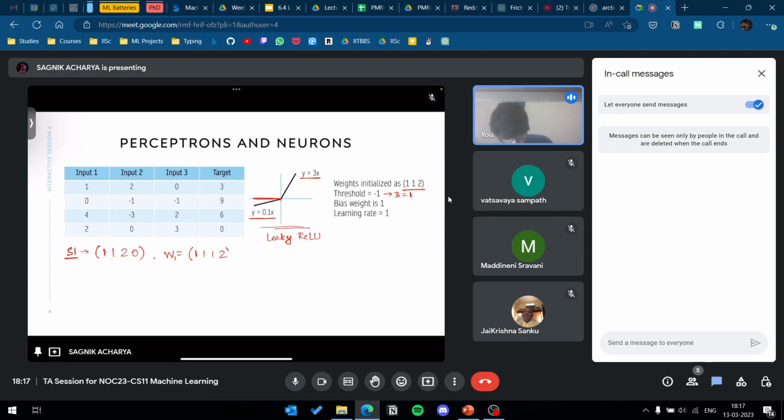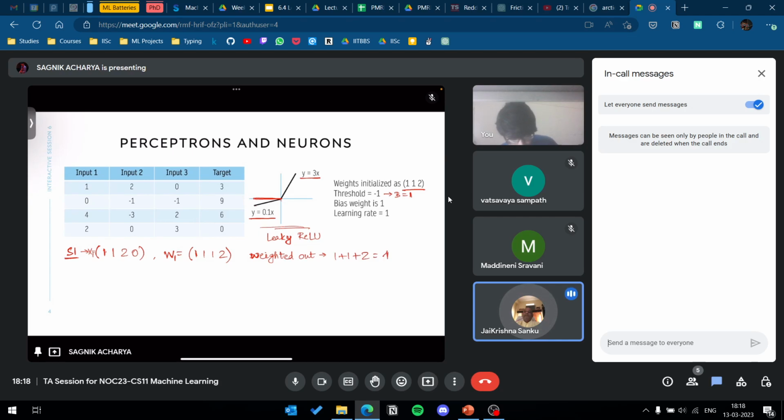Okay, and now what we do is we do w1 into, so I'll call this x1 for now. So we'll do w1 into x1, so multiply all the corresponding values, add them together. So our weighted output basically, how much do we get? So we'll have 1 plus 1 plus 2, right? So this is equal to 4.